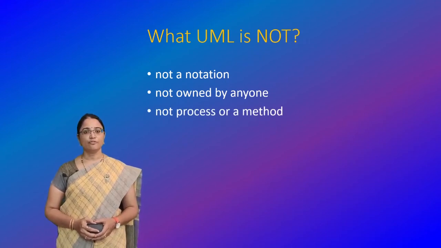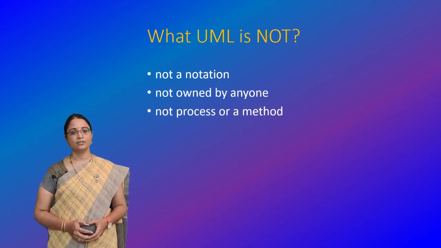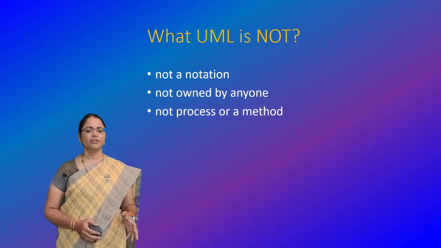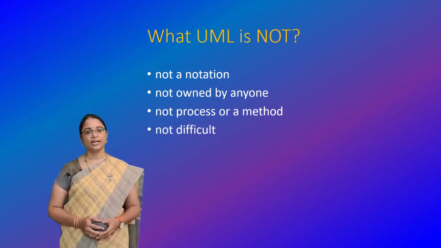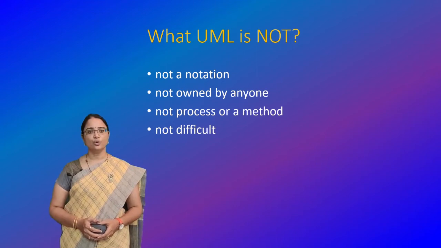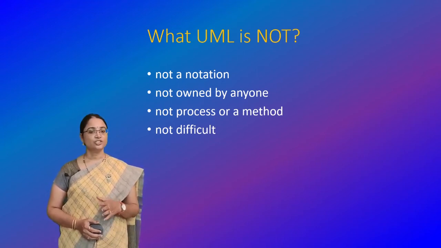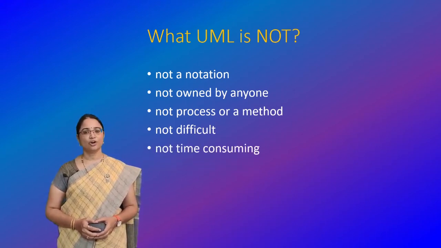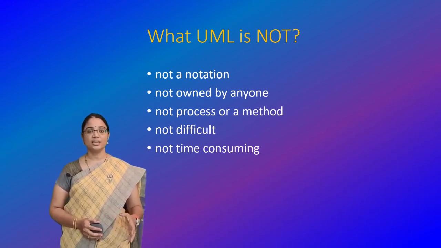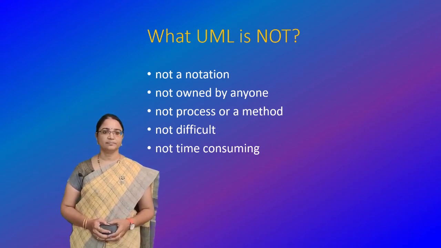UML is not a process or a method. UML encourages the use of object-oriented techniques and iterative software development lifecycle. UML is not difficult. It is large, but one need not know it entirely. Also, there is no need to use or understand every small thing in it. UML is not time consuming. If properly used, UML cuts down the development costs. At the same time, it gives the advantage of easy understanding and communication, increased productivity and better quality.